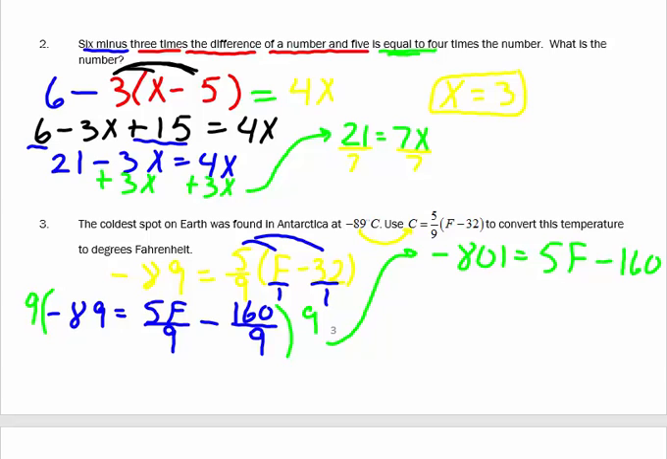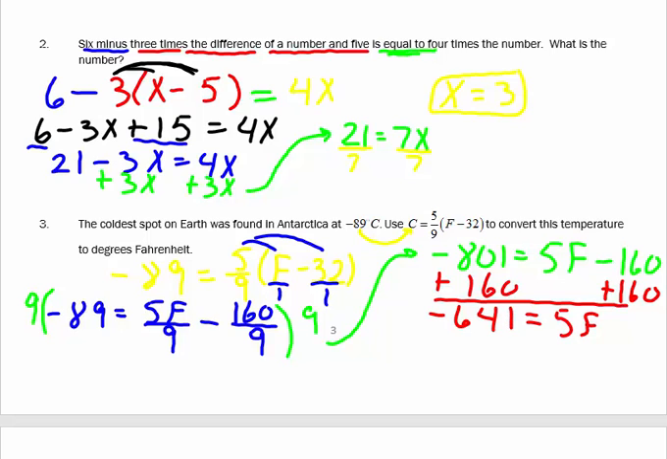So then at that point, we're going to get variables on one side and numbers on the other. So we'll need to add 160 over to the other side. So we'll end up with a negative 641 equaling 5f. Divide both sides by 5 to get the variable having a coefficient of 1, and we'll see that the degree in Fahrenheit would have been negative 128.2 degrees Fahrenheit.